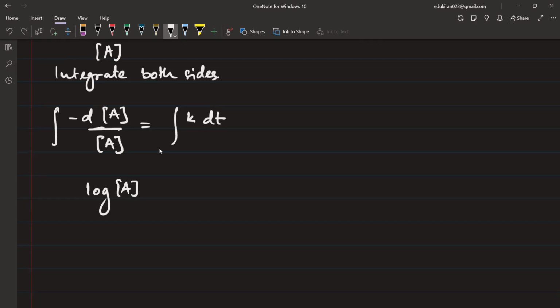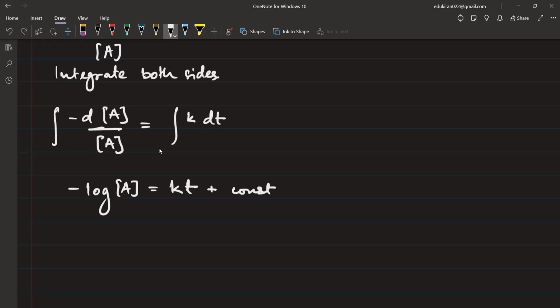And since we have a minus sign, the minus sign will be as it is here. This k is a constant, so it will come outside, and integration and differentiation will cancel each other, and we'll get kt plus a constant. Why will a constant be there? Because we are not integrating with any limits.